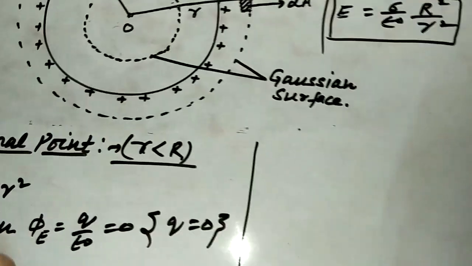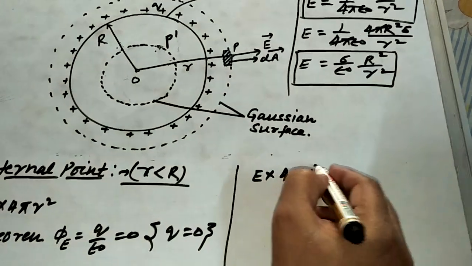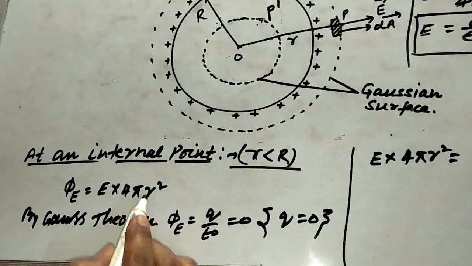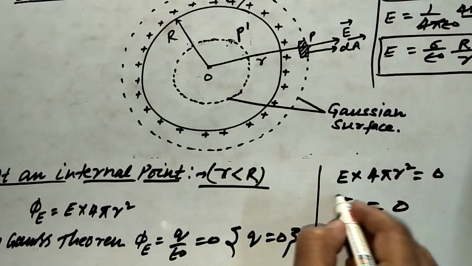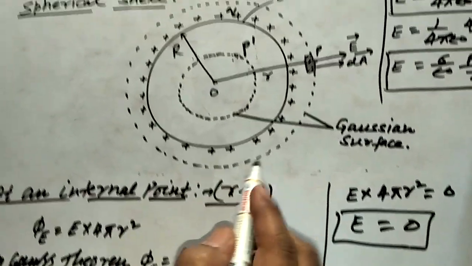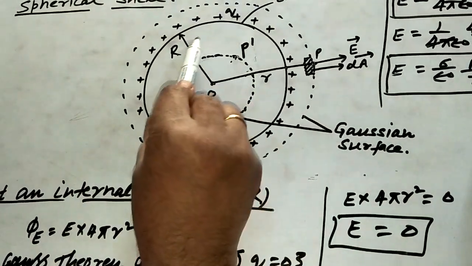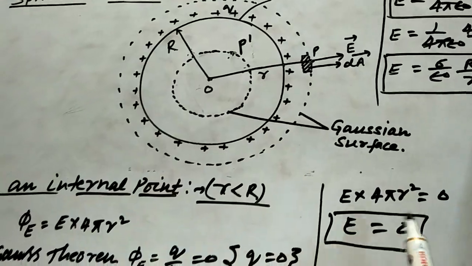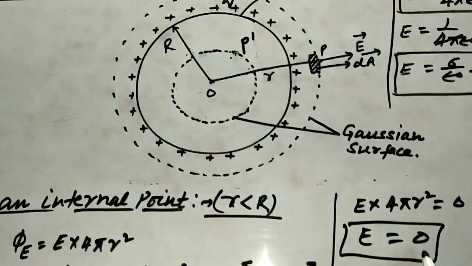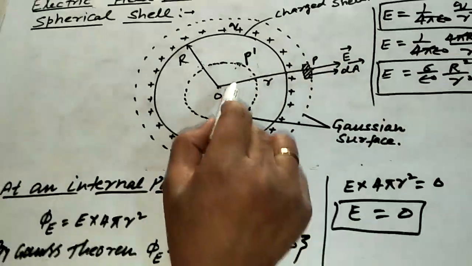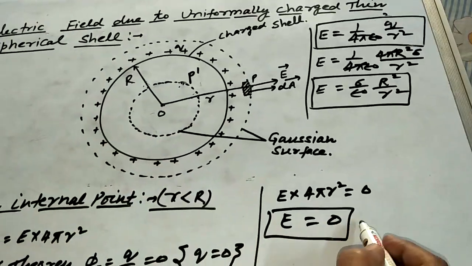And from here you can say E into 4 pi r square is equal to 0. It means this electric field E is equal to 0. What conclusion do you get here? Electric field due to a charged spherical cell at any point inside the cell will always be 0. It means the electric field at any point, I am not saying any particular point, the electric field at any point inside the cell will always be equal to 0.